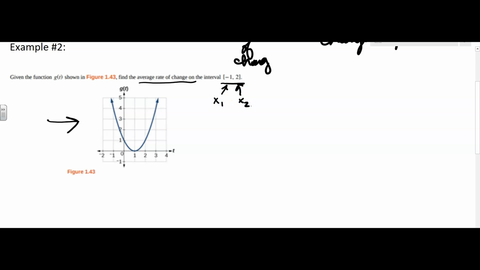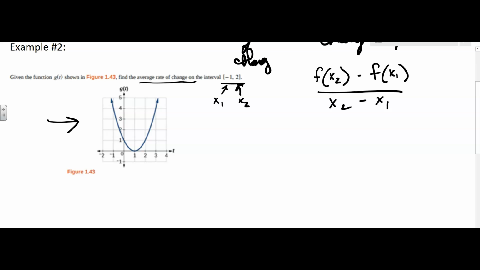So when you want to use that average rate of change formula, remember it was f of x sub 2 minus f of x sub 1 over x sub 2 minus x sub 1. Okay, and you can find that formula in the book as well.